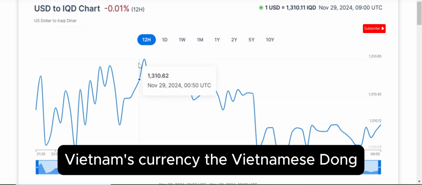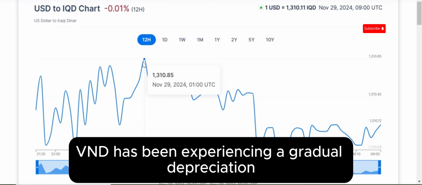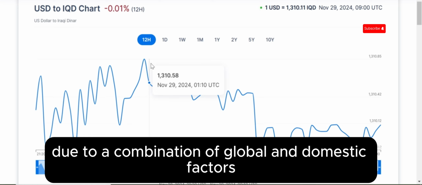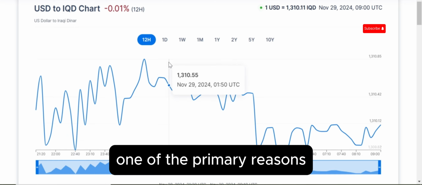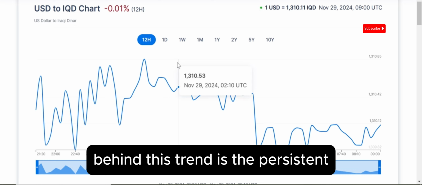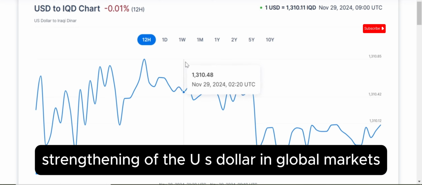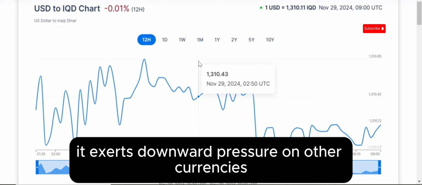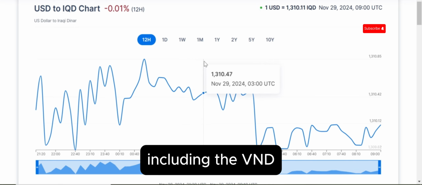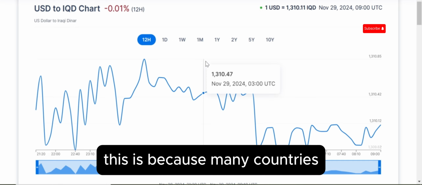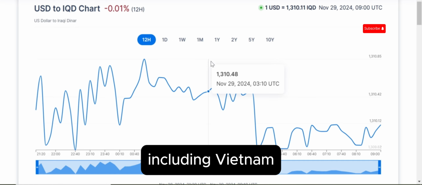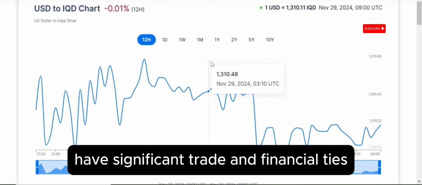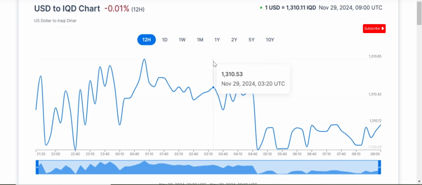Vietnam's currency, the Vietnamese dong, VND, has been experiencing a gradual depreciation against the US dollar due to a combination of global and domestic factors. One of the primary reasons behind this trend is the persistent strengthening of the US dollar in global markets. When the dollar gains strength, it exerts downward pressure on other currencies, including the VND. This is because many countries, including Vietnam, have significant trade and financial ties with the United States.